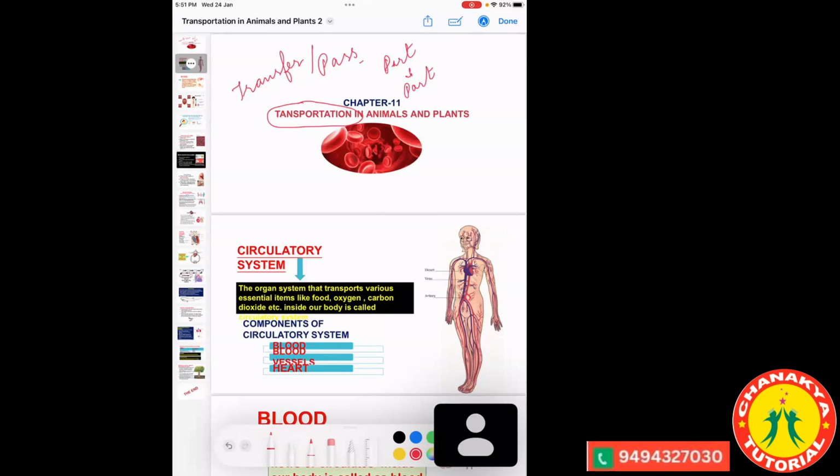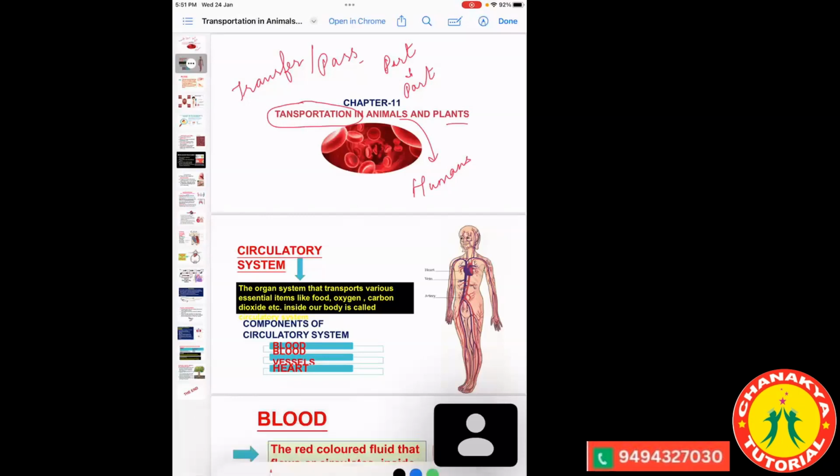So this is what we'll be learning in this chapter. In animals, we are going to talk about humans, how we transport substances like oxygen, carbon dioxide, nutrients, minerals, all those things, how do we transport. And then in plants we will be learning how food, water, and minerals get transported.